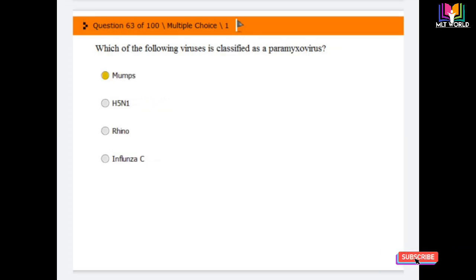Question number 63. Which of the following viruses is classified as paramyxovirus? Options are mumps, H5N1, rhinovirus, and the last one is influenza C virus. And the correct answer is the first option, mumps. Mumps virus is classified as paramyxovirus.